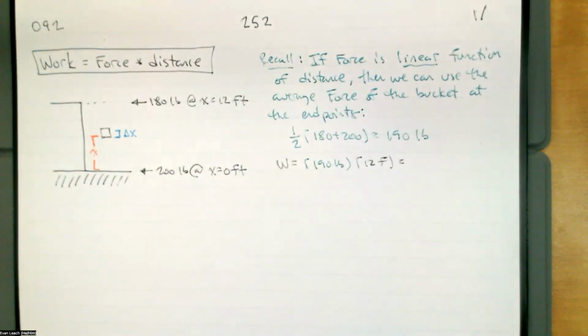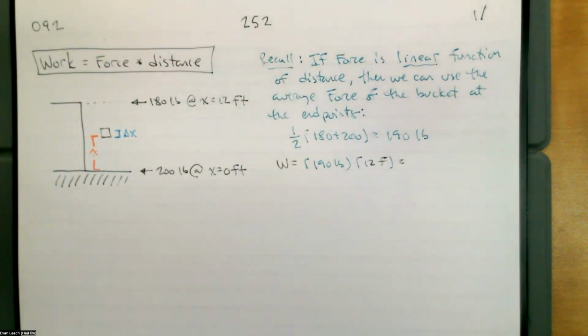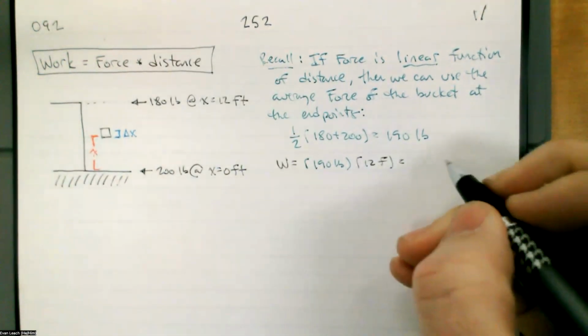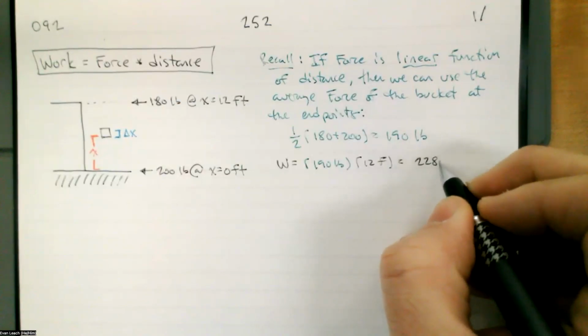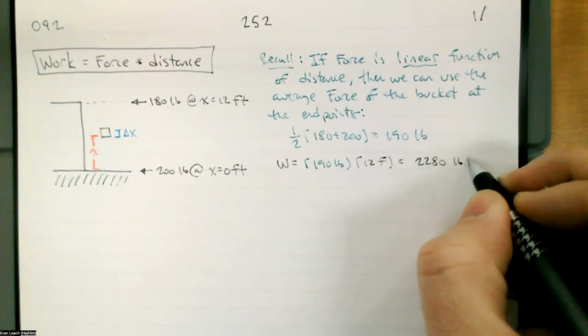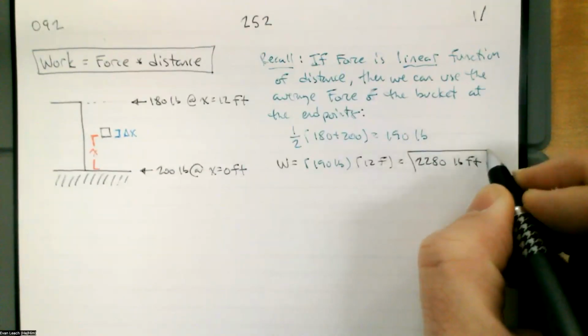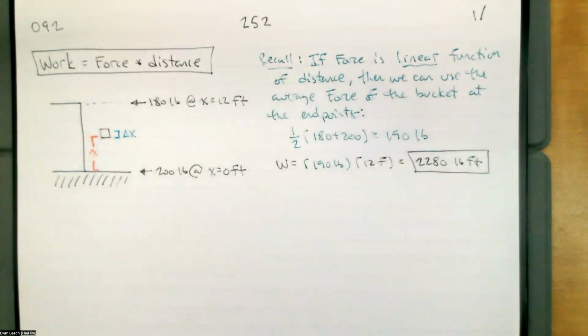And that gave us the value that we had yesterday. 2280. This is the value that we had yesterday, and that was 190 times 12. This works. We were able to do the average because the force was a linear function of the distance.